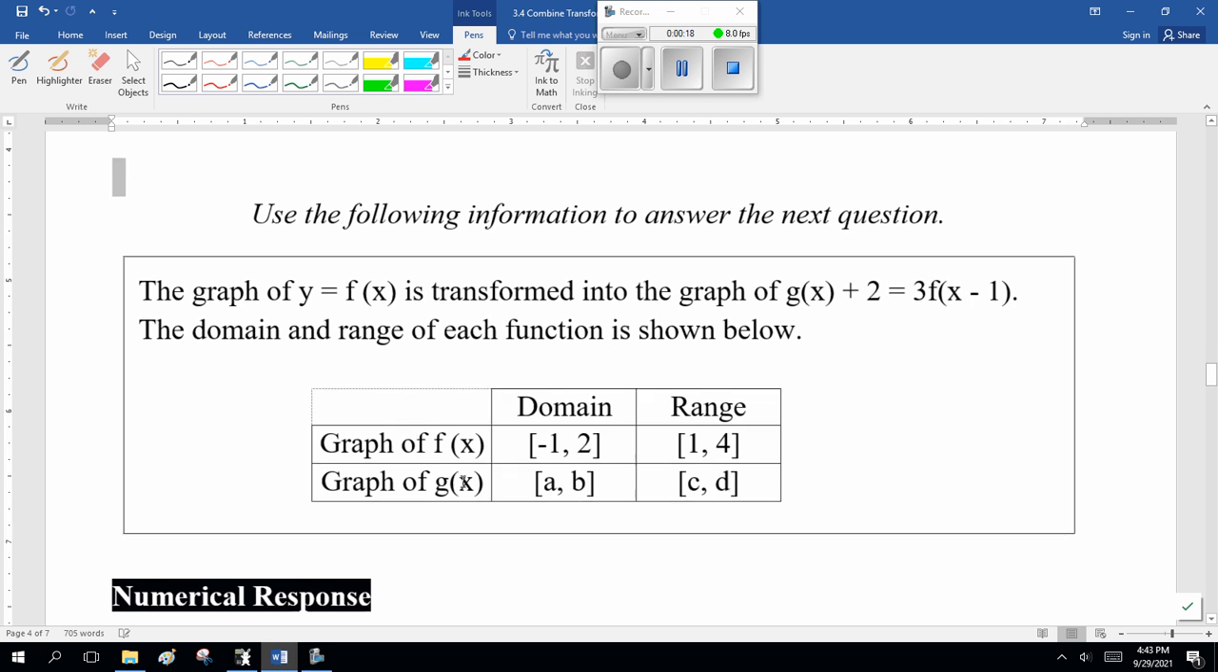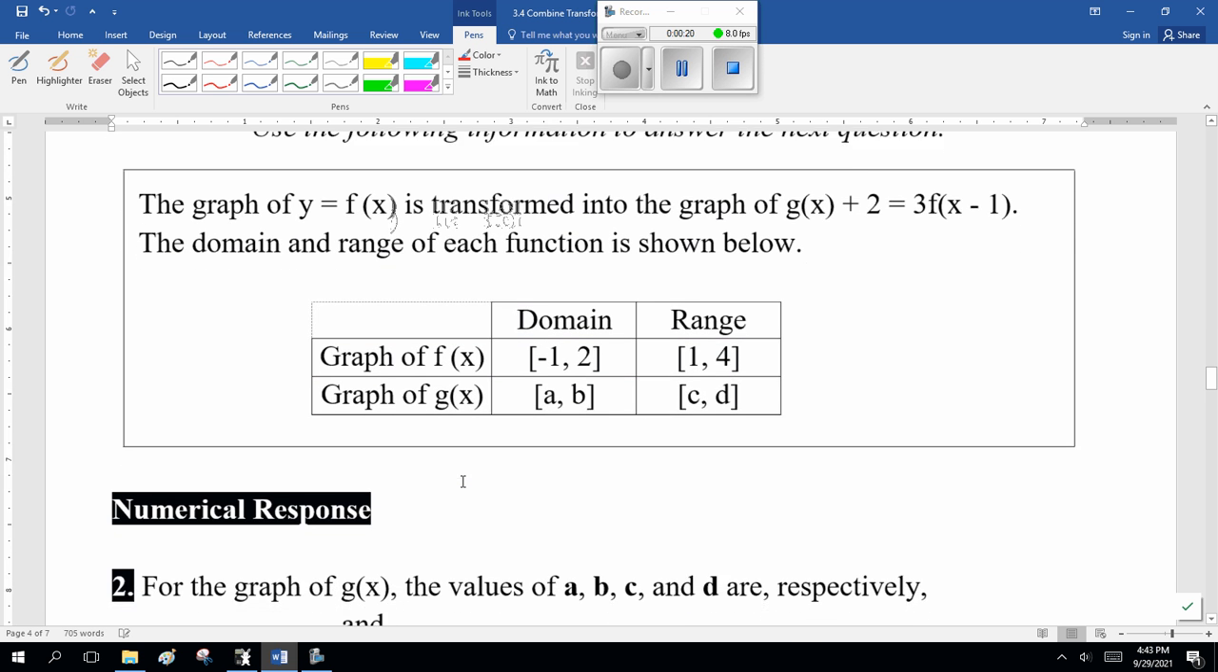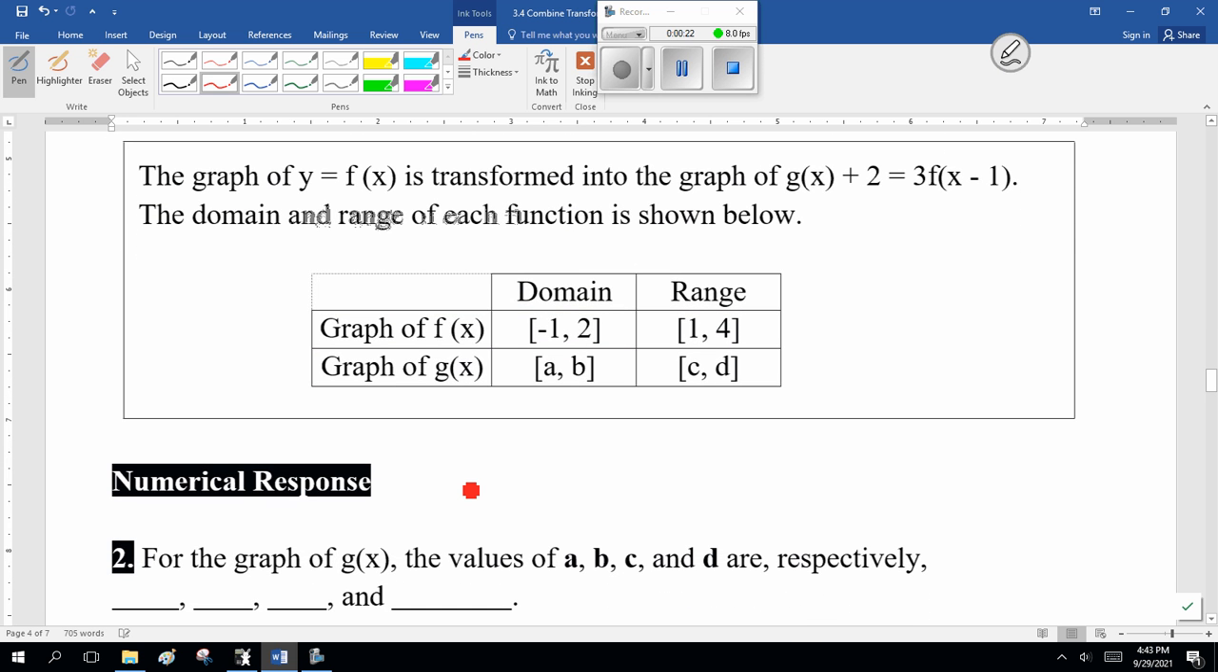Numerical response 2. Use the following information to answer the next question. The graph of y equals f of x is transformed into the graph of g of x plus 2 equals 3 f of (x minus 1). Domain and range in each function is shown below. Graph of f of x, graph of g of x. So for the graph of g of x, the values of a, b, c, and d are, respectively.